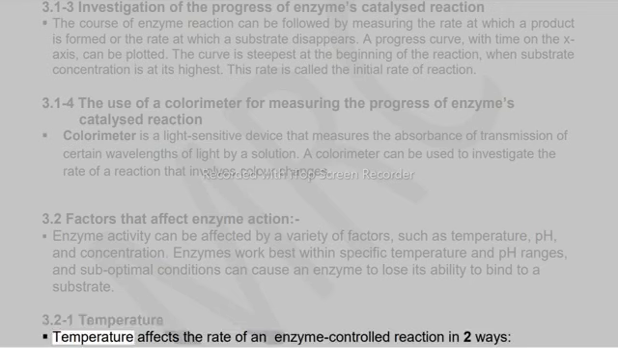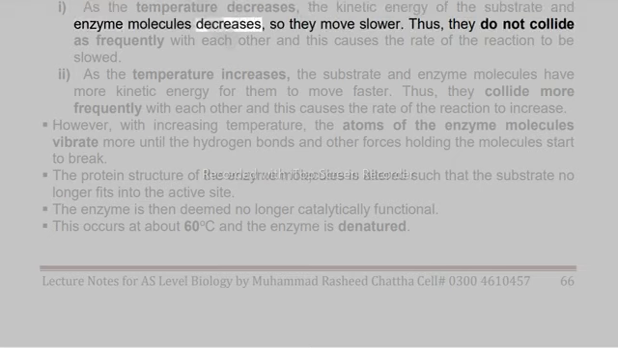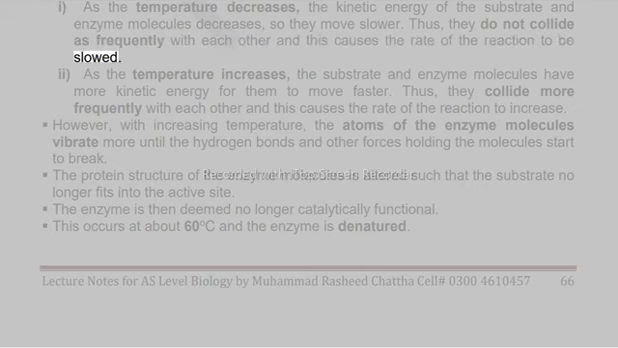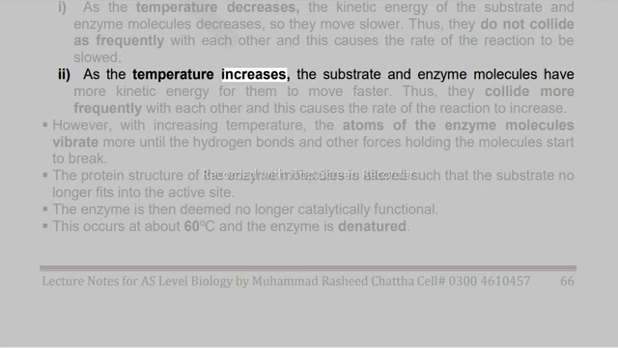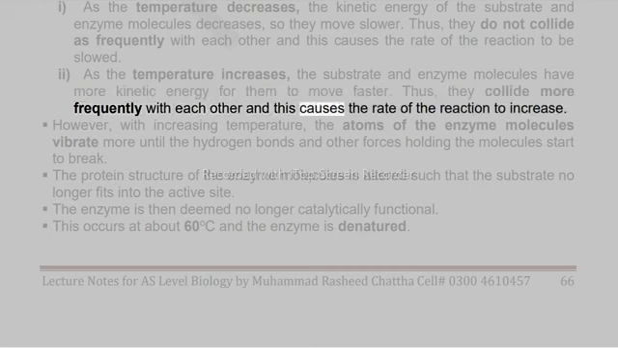3.2-1 Temperature affects the rate of an enzyme-controlled reaction in two ways. 1. As the temperature decreases, the kinetic energy of the substrate and enzyme molecules decreases, so they move slower. Thus, they do not collide as frequently with each other, and this causes the rate of the reaction to be slowed. 2. As the temperature increases, the substrate and enzyme molecules have more kinetic energy and move faster. Thus, they collide more frequently with each other, and this causes the rate of the reaction to increase.